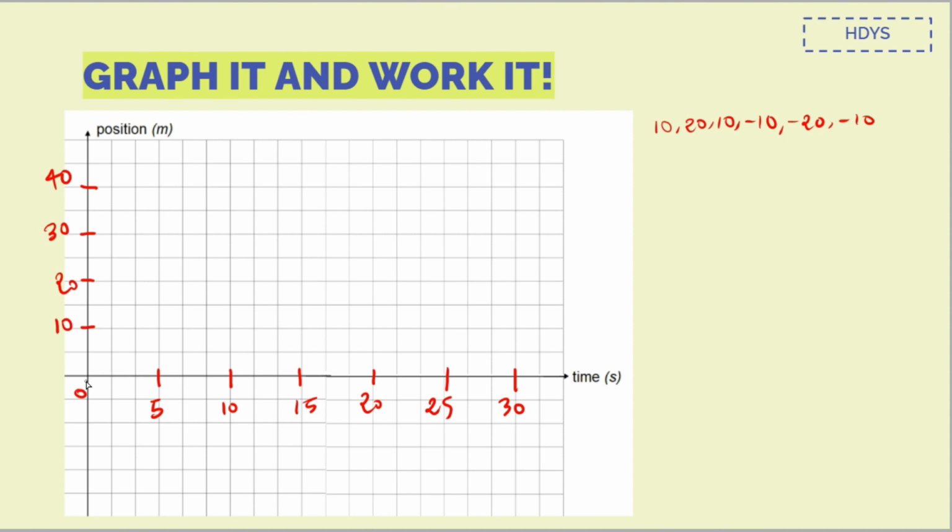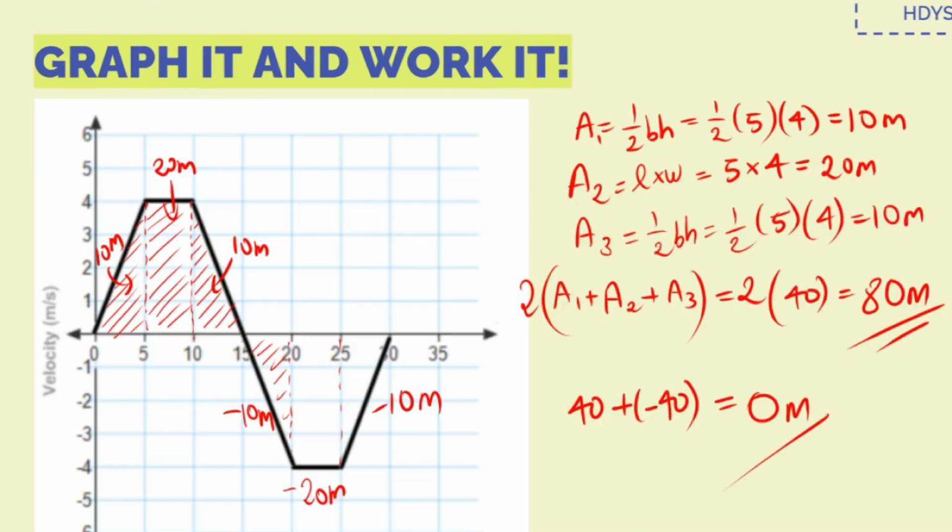So first we're going to begin by 10. From 0 to 5, we have 10. Plot the point here. From 5 to 10, we added an extra 20 meters away. So that would go all the way up to 30, right here. And then from 10 to 15, we add another 10, and that will lead us up to 40. Which makes sense, because as we said here, the total distance traveled was 40 meters.